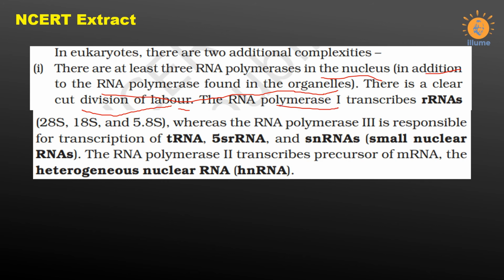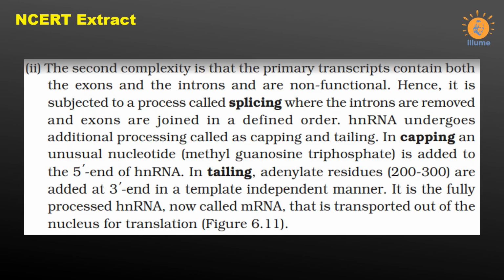RNA polymerase first is responsible for transcription of rRNA, that means ribosomal RNA, 28S, 18S and 5.8S. RNA polymerase third is responsible for transcription of transfer RNA, 5S rRNA and snRNAs, that is small nuclear RNAs, and the RNA polymerase second is responsible for the transcription of precursor of mRNA, the heterogeneous nuclear RNA. Now you need to remember these clear-cut functions of different RNA polymerases.